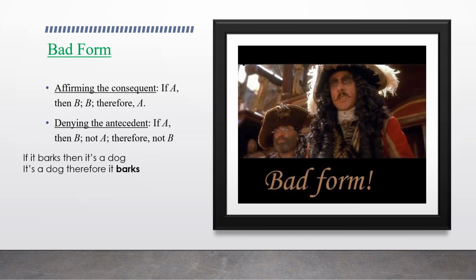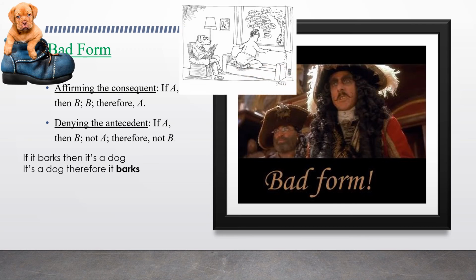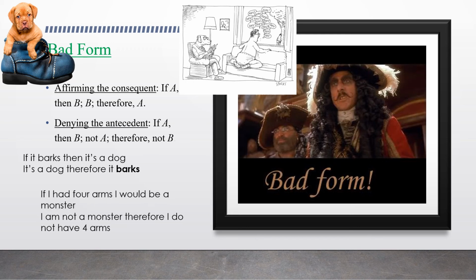And therefore, it doesn't work, because just because it's a dog doesn't mean that it barks. That might be true, but that's not what you're arguing. That's not valid. It's bad. It's invalid. Same with denying the antecedent. If A, then B, not A, therefore not B. Very similar to modus tollens, but it's not, right?